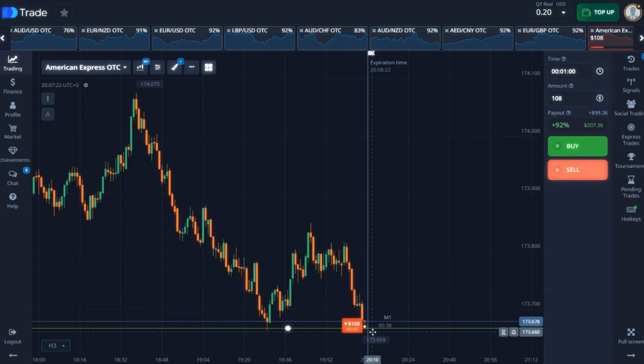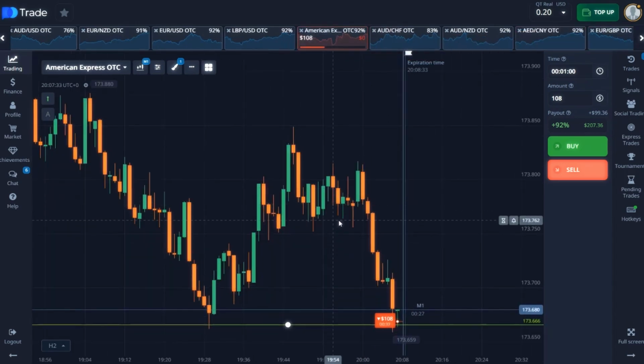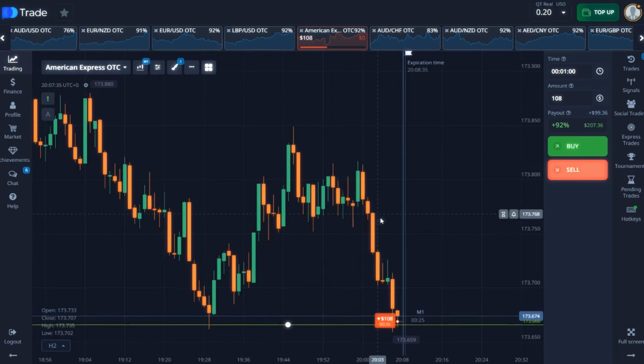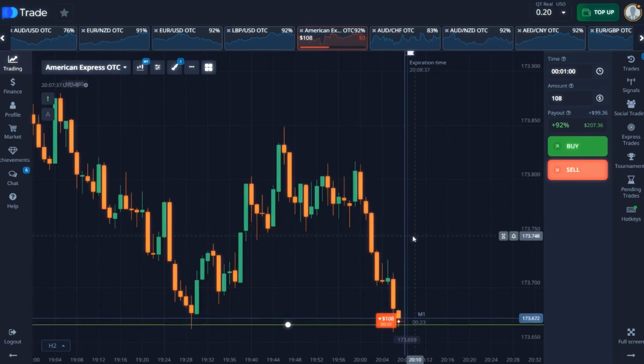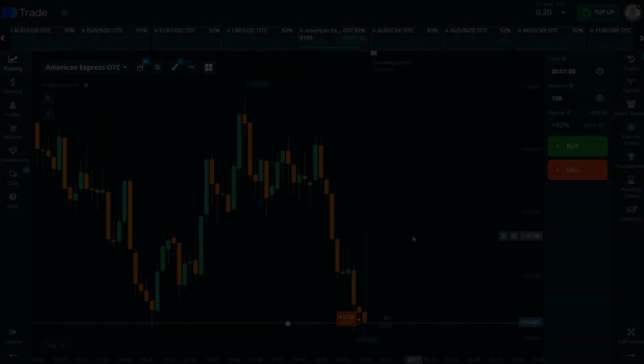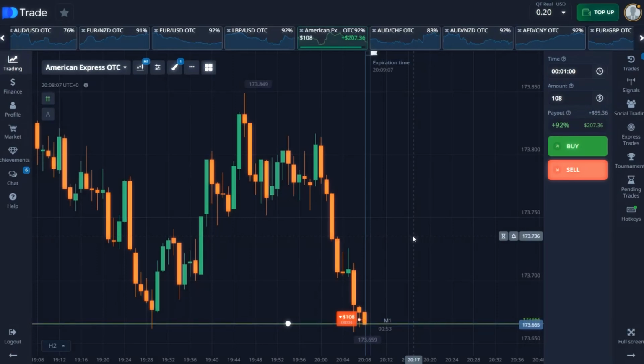So, friends, $207 on our balance. Our second position also ends in plus. The volatility on the asset was quite good, given that the price was right at the level, and that is why we had such volatility. So, we set the amount of $207 and move on to the next asset.